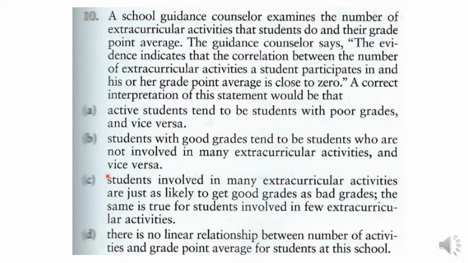All right, so when you have a zero correlation, that means that students who have a lot of extracurricular activity going on are no more likely to make good grades than those who have very few. They're also no more likely to make bad grades than students involved in few extracurricular activities. So that's what a zero correlation would state. But this part about students being just as likely to get good grades as bad grades, that does not follow from a zero correlation.